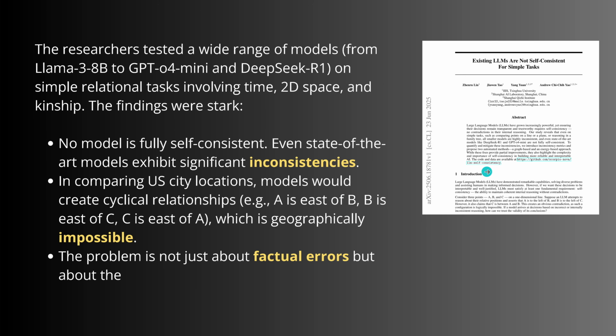And for this particular paper, the researchers tested quite a lot of models, from Llama 3 to GPT-4o to DeepSeek R1, on simple tasks in two-dimensional space-time. And they said no model is fully self-consistent. Even state-of-the-art models exhibit significant inconsistencies. US city locations: we found solutions that are geographically impossible. The problem is not just about factual errors, but also about the breakdown of the logical decomposition, the reduction of a complex problem into multiple less complicated problems.